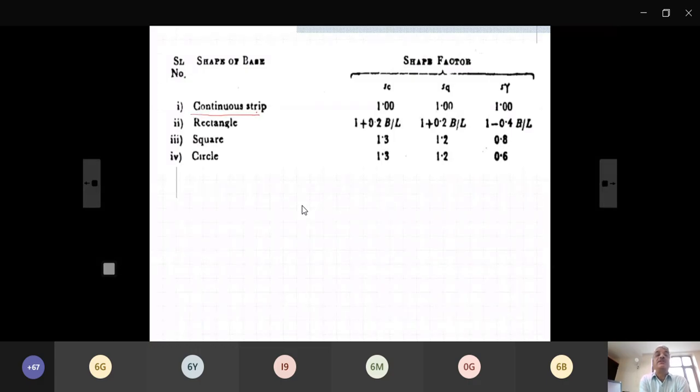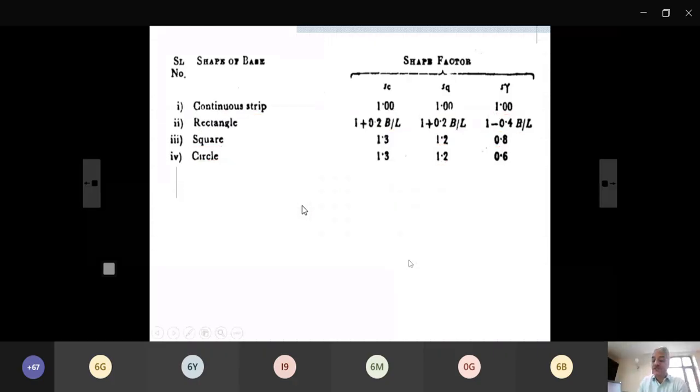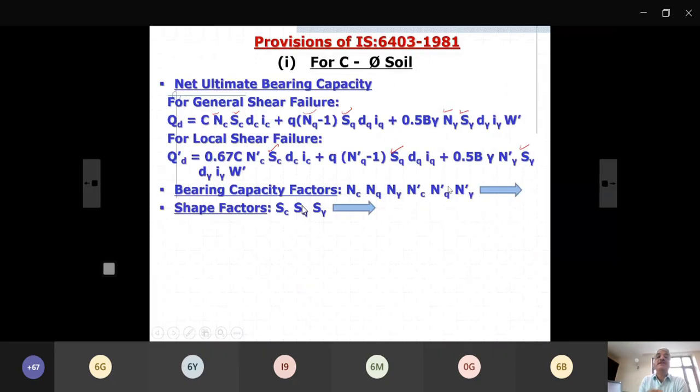For continuous strip, SC is 1, SQ is 1, S gamma is 1. For rectangular foundation, SC is 1 plus 0.2 times B by L. B is width and L is the length. Length is the longer dimension, and across that, B is the shorter dimension. SQ is also 1 plus 0.2 B by L, and S gamma is 1 minus 0.4 B by L. For square footing, they are 1.3, 1.2 and 0.8. And for circular footing, 1.3, 1.2 and 0.6. So these are the shape factors which are there in these equations.